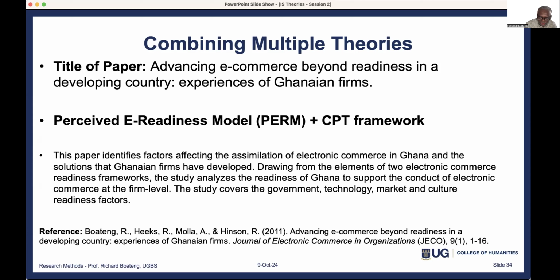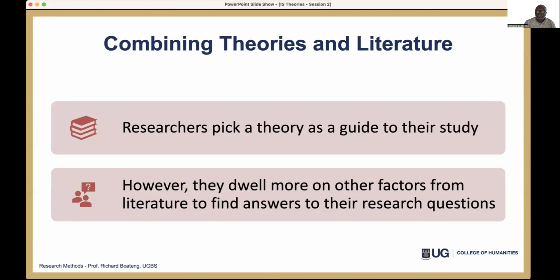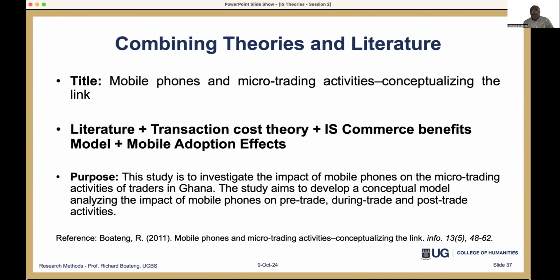Okay. Then let's now look into the next one. Multiple theories plus literature. Okay, so the next one has to do with combining theories and literature. Sometimes a researcher can pick a theory and combine it with literature, and that one is also welcome. For example, I used transaction cost theory, the IT commerce benefits model, and then I used the mobile adoption effects, which come from mobile for development literature. I put all of them together and ended up with factors that influence the adoption of mobile phones.